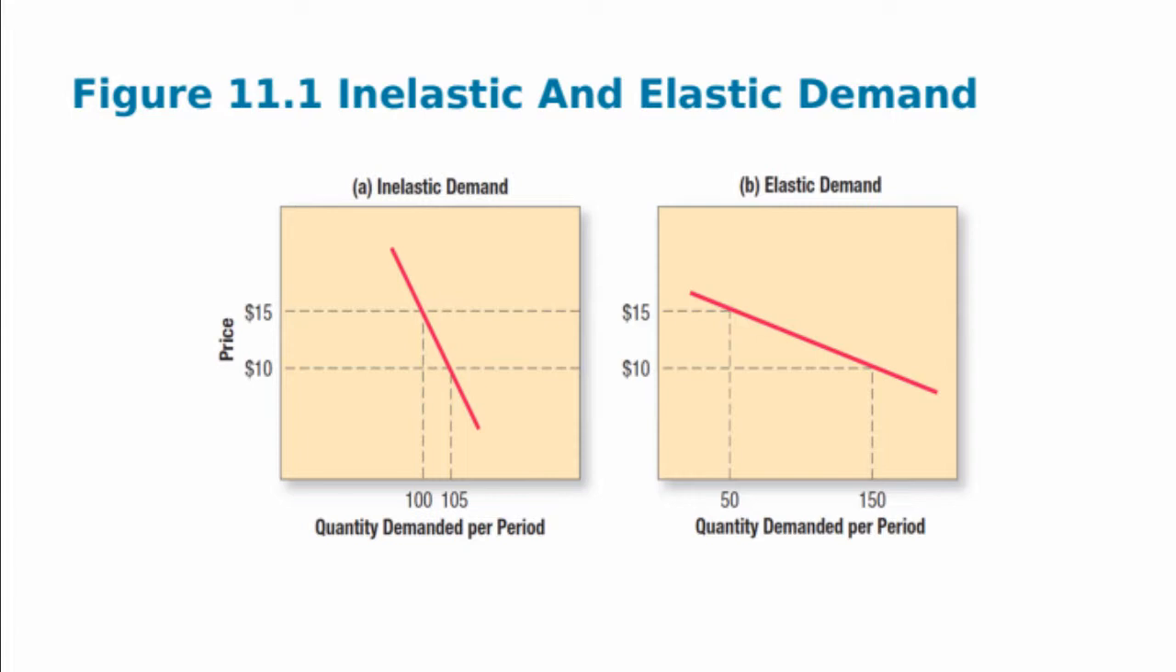Graph B is titled Elastic Demand. The horizontal axis is labeled quantity demanded per period. The graph shows a sloping line from top left to bottom right, passing through $50 at $15 and $150 at $10. Two horizontal dashed lines and two vertical dashed lines intersect the sloping line at $50 at $15, and $150 at $10, respectively.